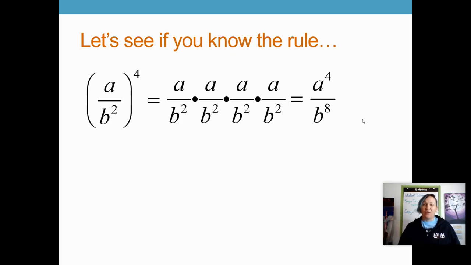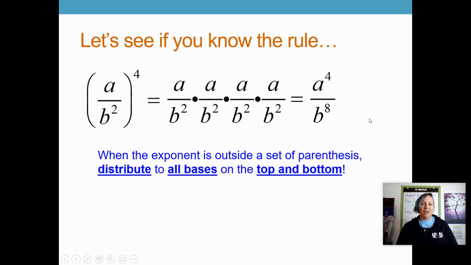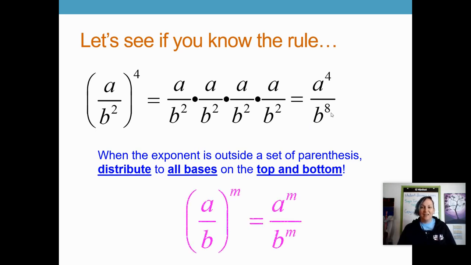Now, we could have gotten there quicker had we known the rule. So looking at the original question and the answer, I hope that you can see that the rule is to take your exponent and distribute it to every base on the top and bottom of the fraction. So I took this 4 and I gave it to the letter A. It's over here, a to the 4th. And I took this 4 and I also gave it to the letter B. Now, since the letter B already had an exponent, those two got multiplied together. 2 times 4 is 8. And here is the generic rule.